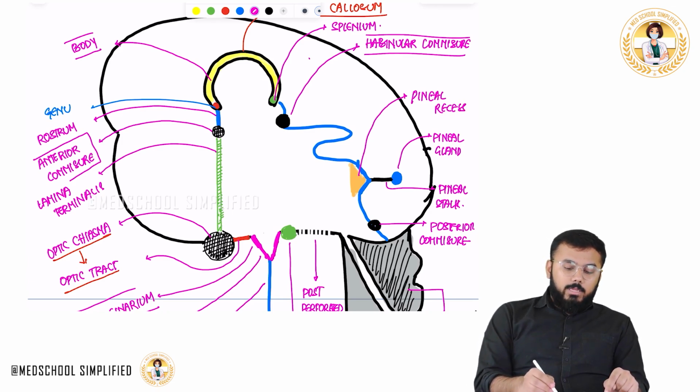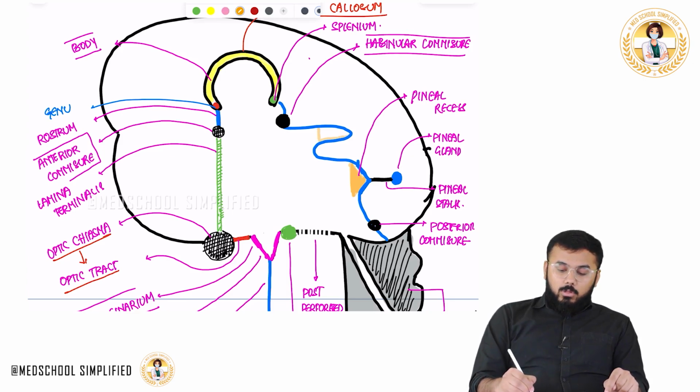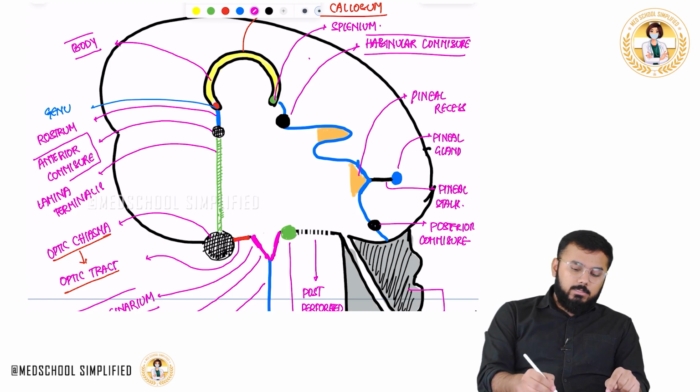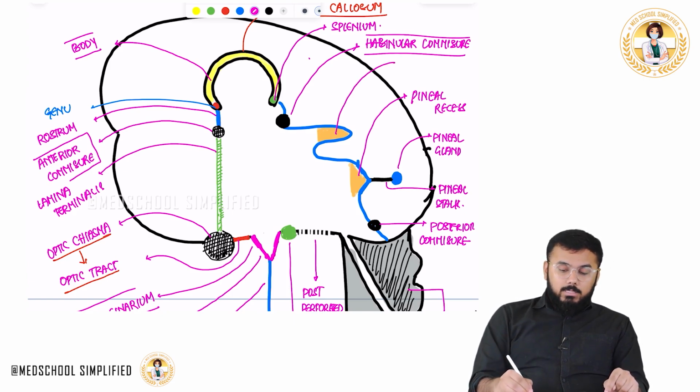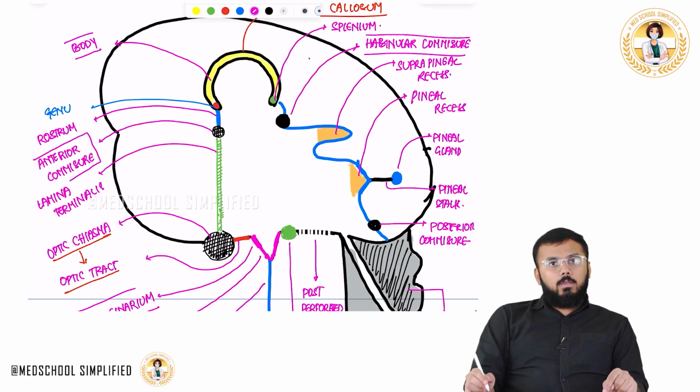Next important thing is that you also see a recess located on the top of the pineal recess, like this. The recess located on the top of the pineal recess is called the suprapineal recess. So, one is called the pineal recess, and the other one is called the suprapineal recess.